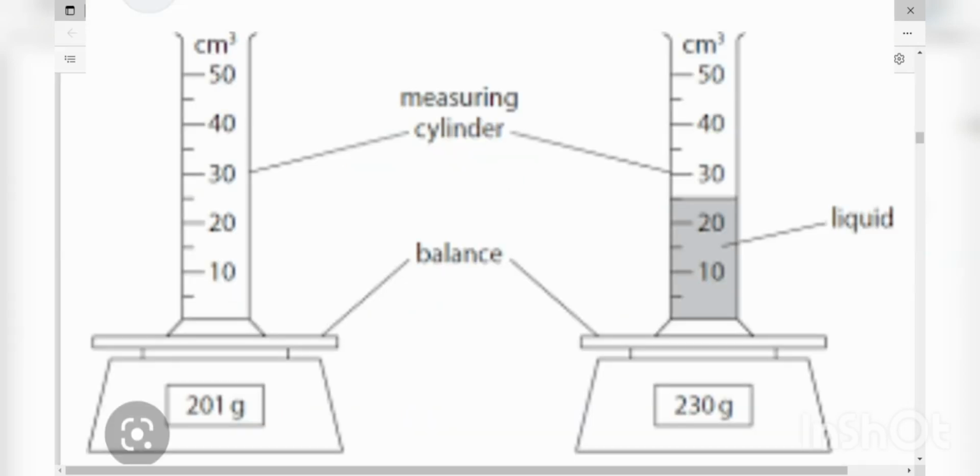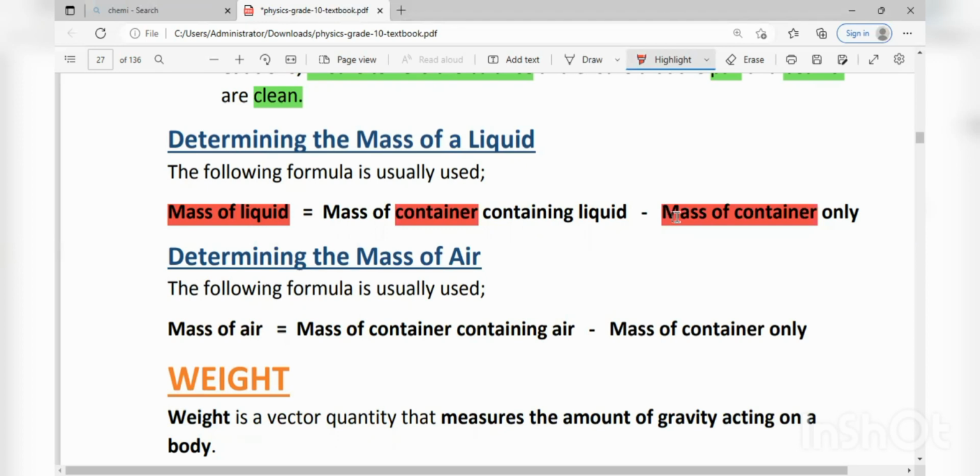Okay. So always when you're measuring the mass of liquid, you first need to know what is the quantity of mass. I mean, what is the mass of the container? When you know the mass of the container, then you're going to subtract the mass of the container from the amount, the mass that you found after measuring the mass of everything.